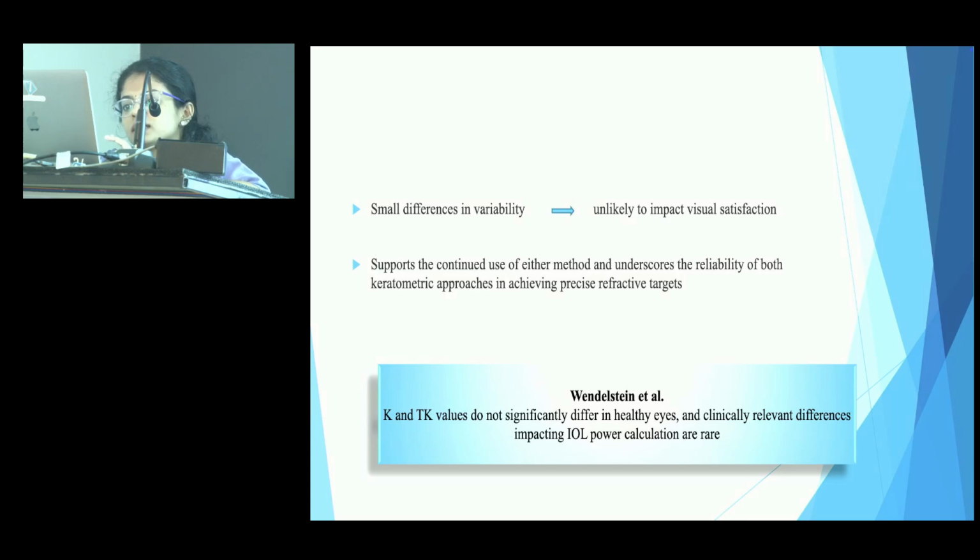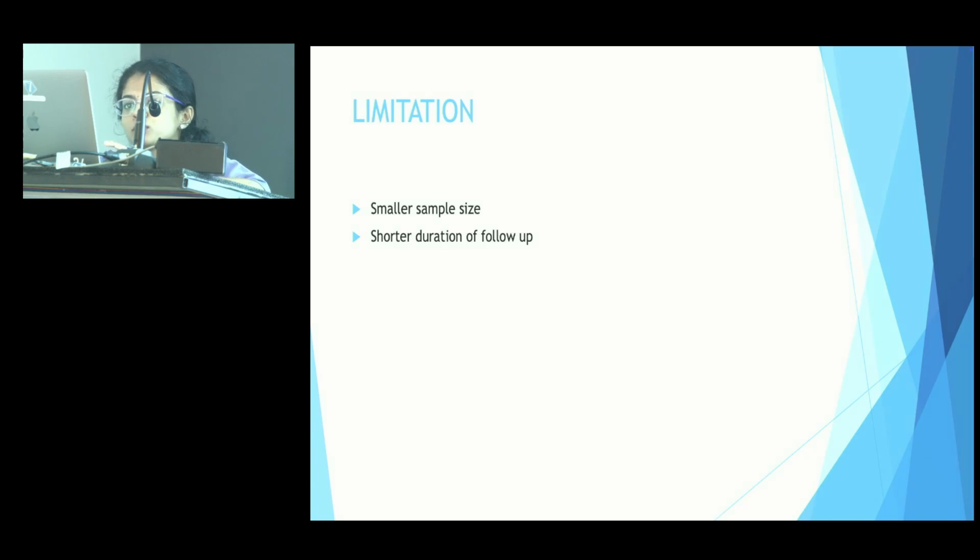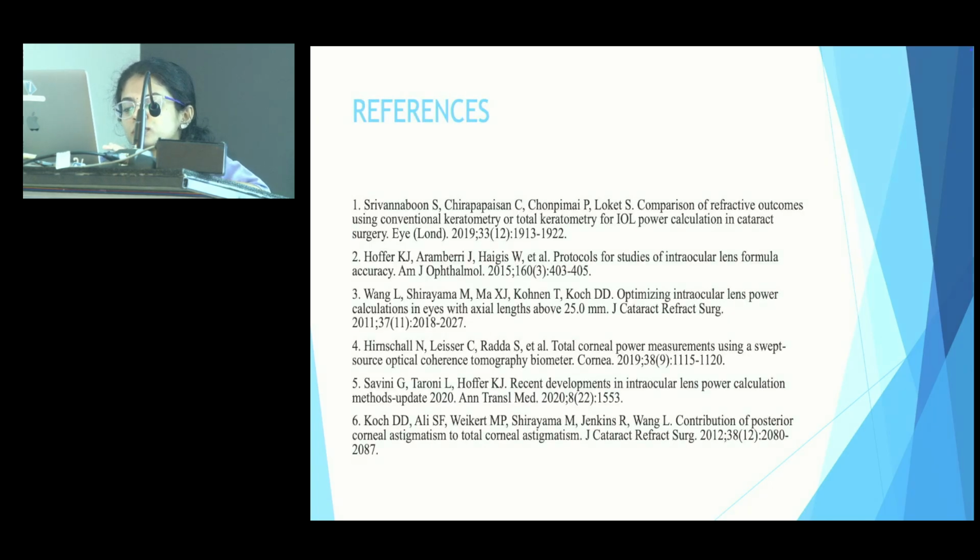This goes with a study done by Van et al., where both K and TK values do not significantly differ in healthy eyes, and clinically relevant differences impacting the IOL power calculation were rare. The conclusion is, using conventional keratometry and sending it through the Barrett Universal 2 formula is a better way of taking care of postoperative astigmatism, as we have already found, than using the total keratometry and sending it through the Barrett TK formula. And also we have found that total keratometry offers significant advantage in astigmatism assessment and predictive accuracy for postoperative refractive outcomes. The limitation of the study was small sample size and shorter duration of follow-up. These were my references. Thank you.